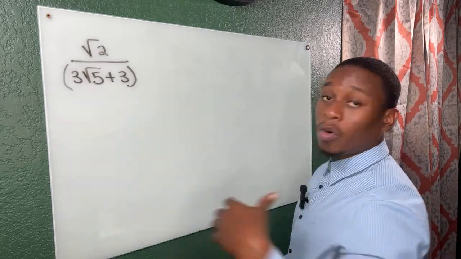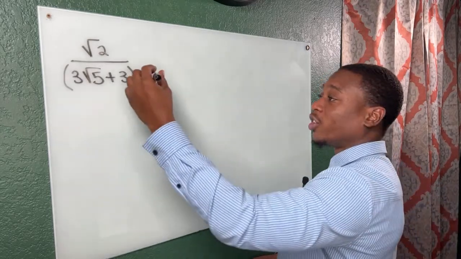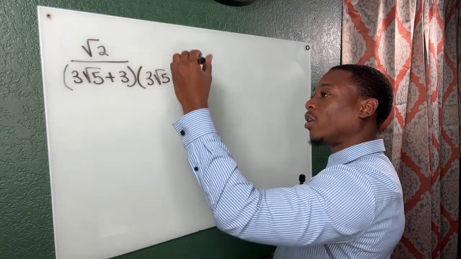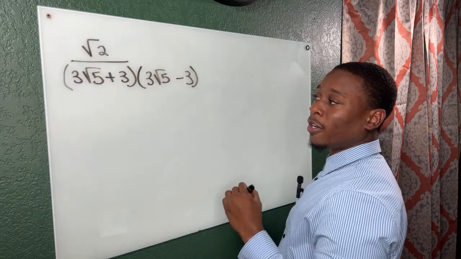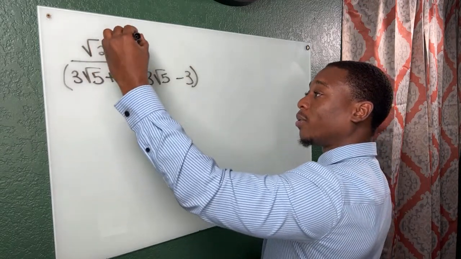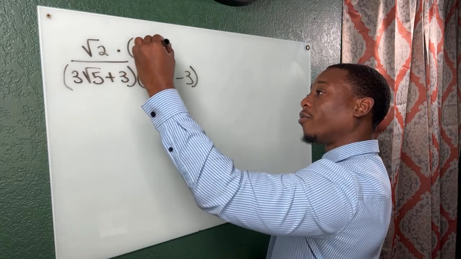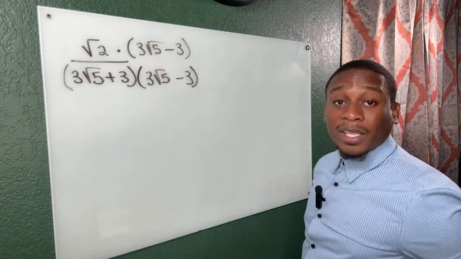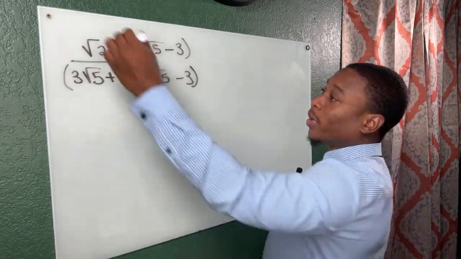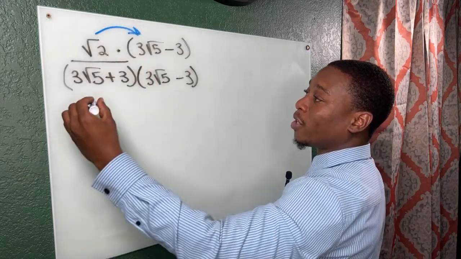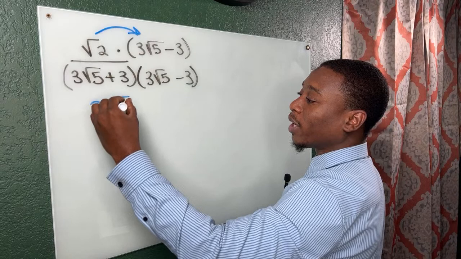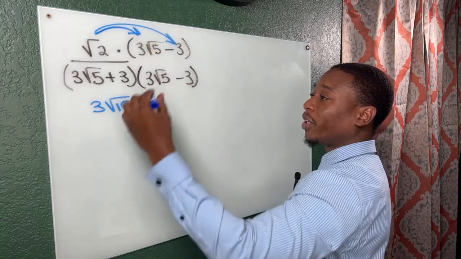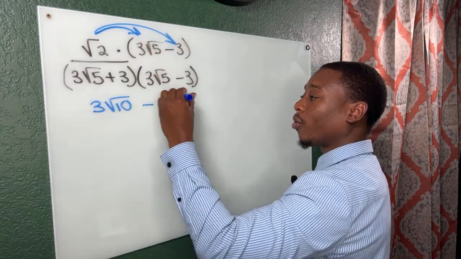When it's a binomial, we rationalize by multiplying by the conjugate. The conjugate is just the same exact binomial with the opposite operation symbol. So what we do in the bottom, we have to do in the top, right? 3 radical 5 minus 3. Now, let's go to the top and let's do our multiplication. So we have 2 times 3 radical 5. So this is going to be 3 radical 10. We only multiply the radicals. And then radical 2 times negative 3, which will be negative 3 radical 2.